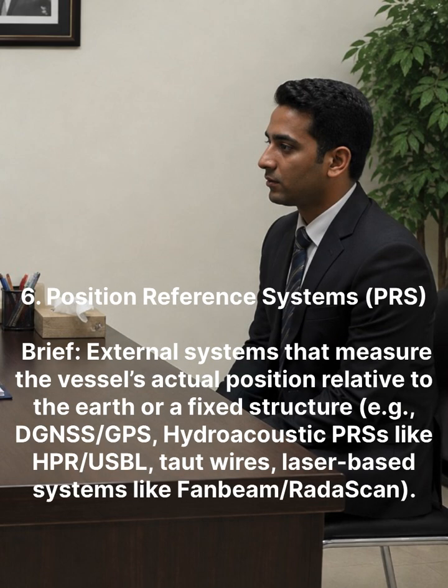6. Position Reference Systems, PRS, brief. External systems that measure the vessel's actual position relative to the Earth or a fixed structure, e.g. GNSS/GPS, hydroacoustic PRSs like HPR/USBL, taut wires, laser-based systems like fanbeam/Radiscan.